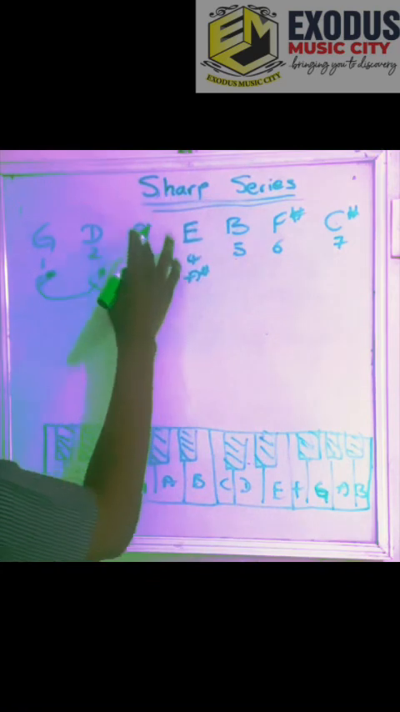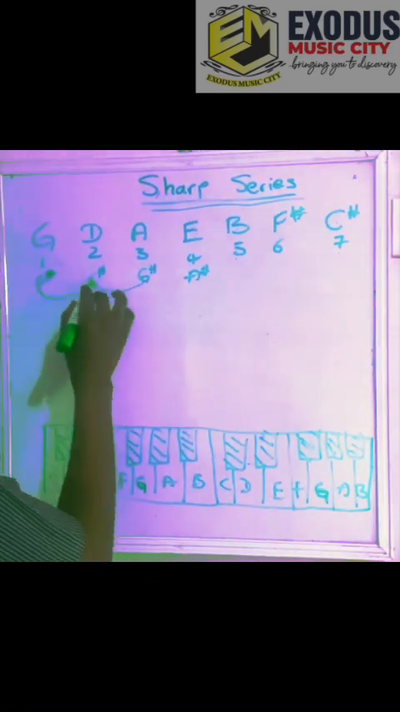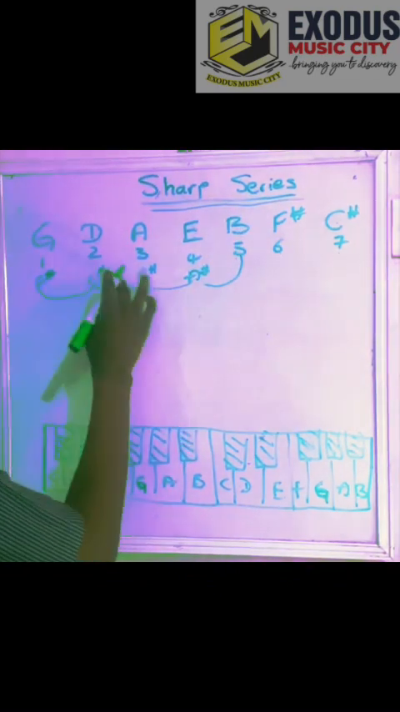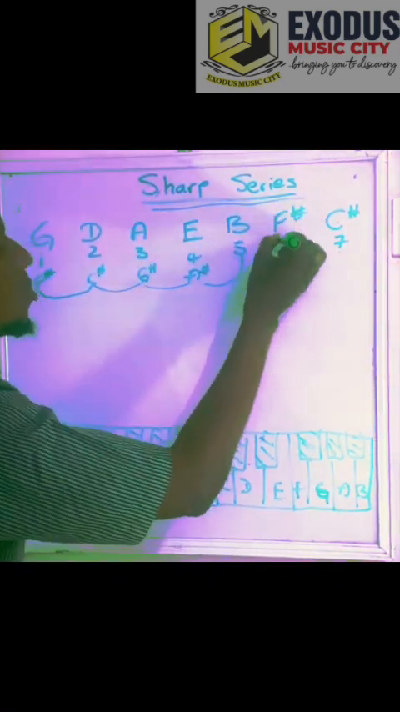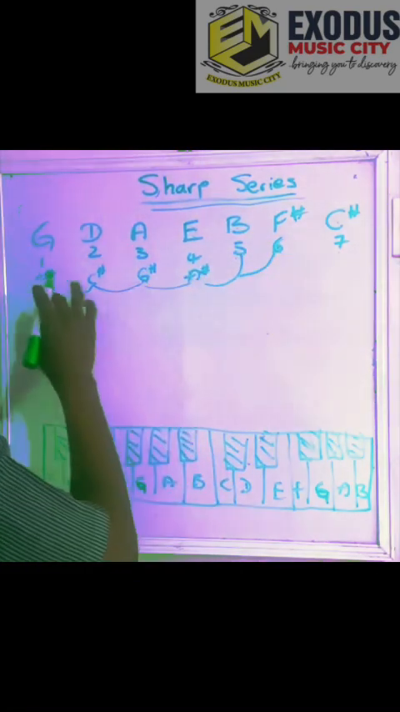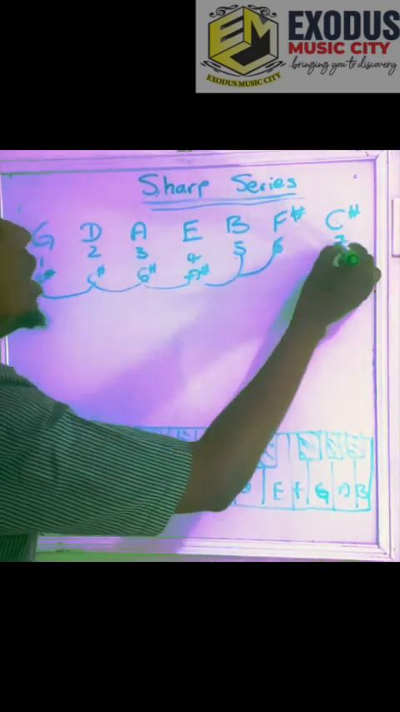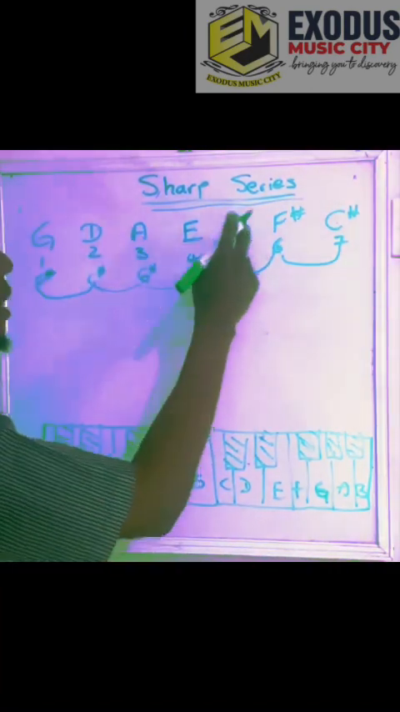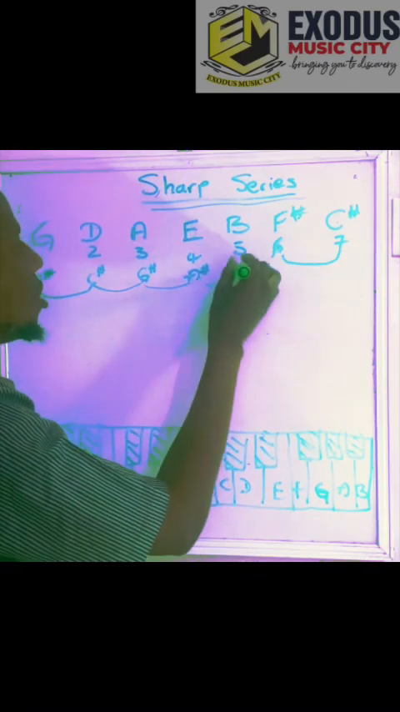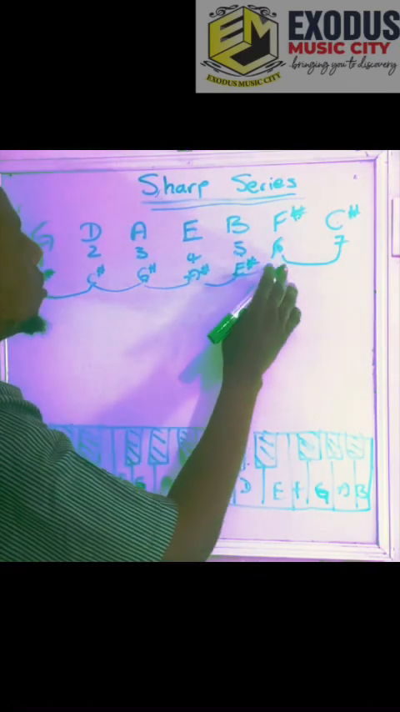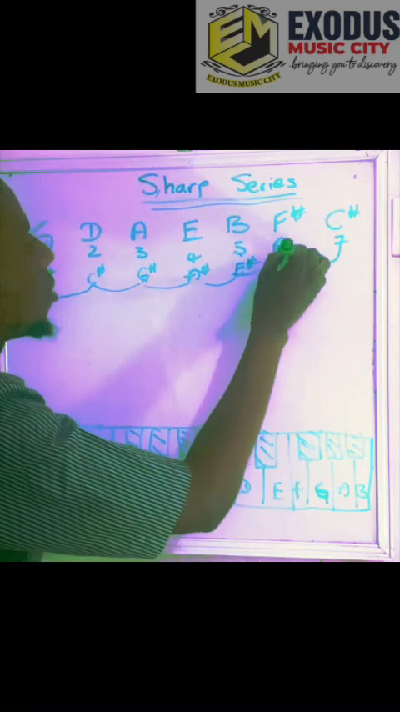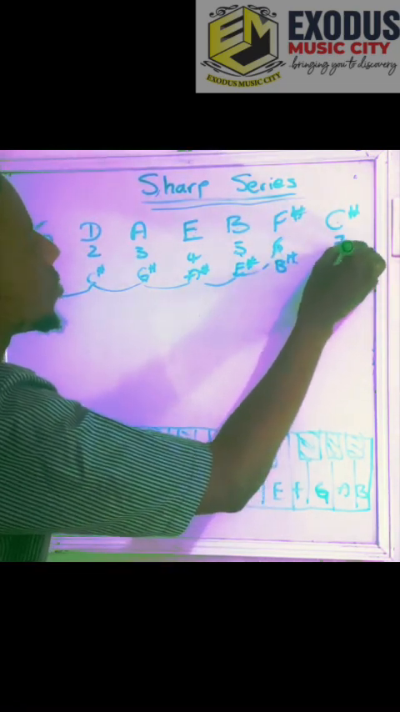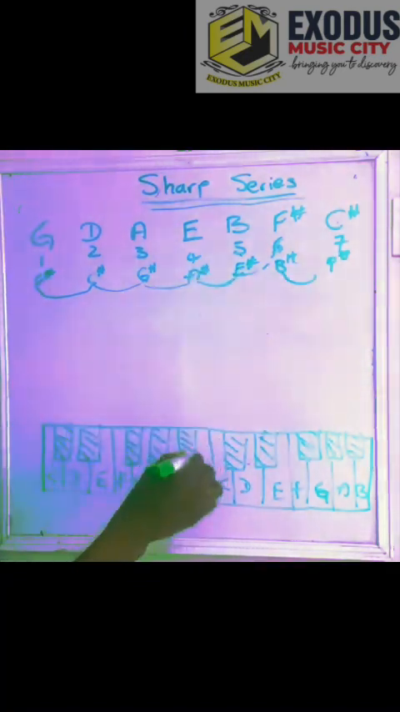So key E has 4 sharps, 1, 2, 3, and 4. Key B has 5 sharps, 1, 2, 3, 4, and 5. Key F sharp has 6 sharps, 1, 2, 3, 4, 5, and 6. And key C sharp has 7 sharps, 1, 2, 3, 4, 5, 6, and 7. So here is E sharp, here is B sharp, and here is F sharp. So that's that.